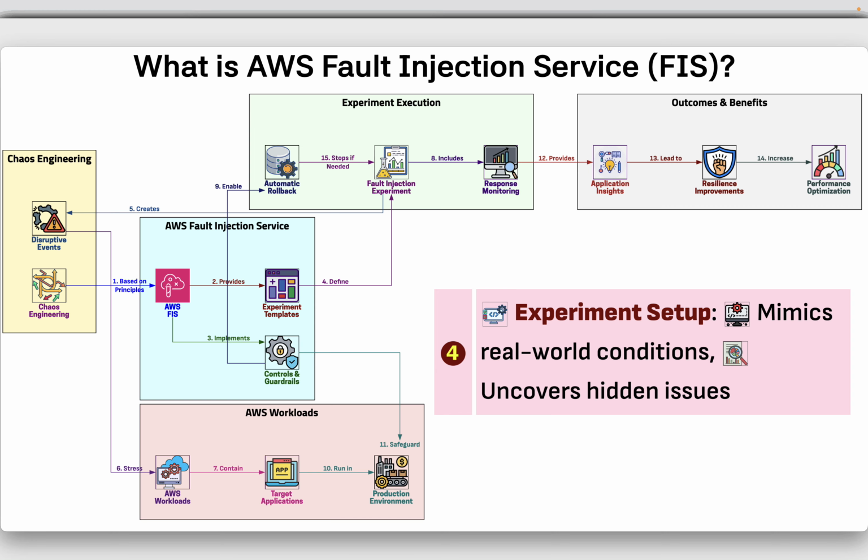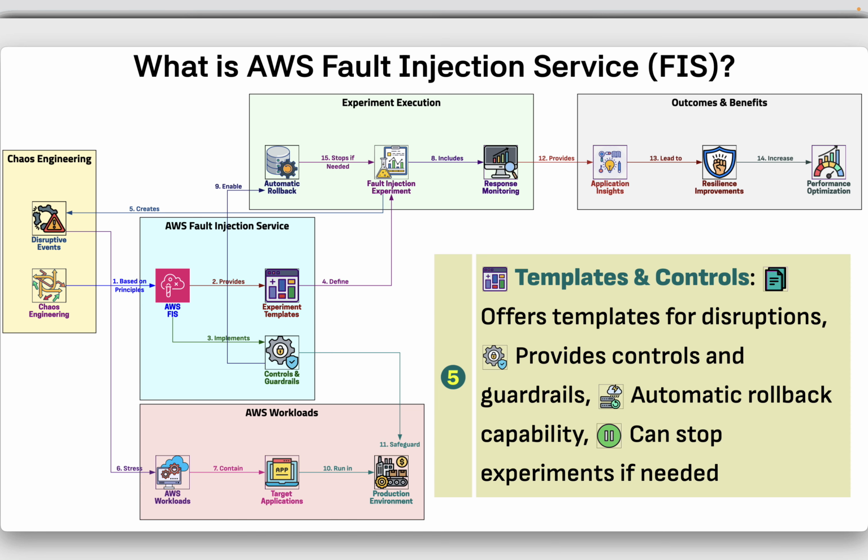AWS FIS helps set up experiments that mimic real-world conditions to find hidden application issues. The service offers templates to create disruptions and provides controls and guardrails for running experiments in production. It can automatically roll back or stop the experiment if needed.